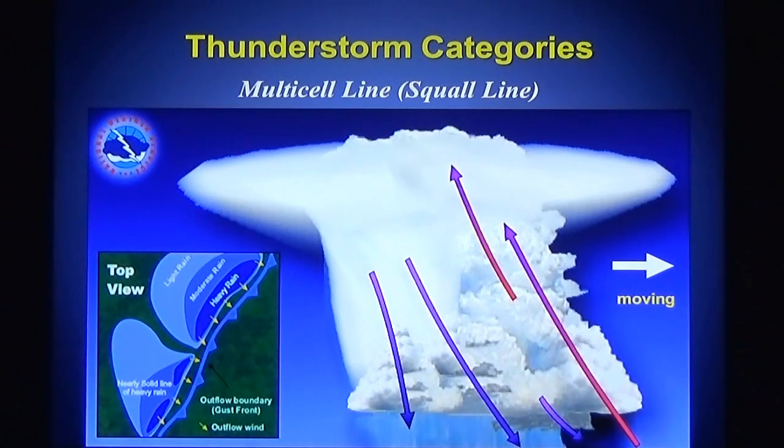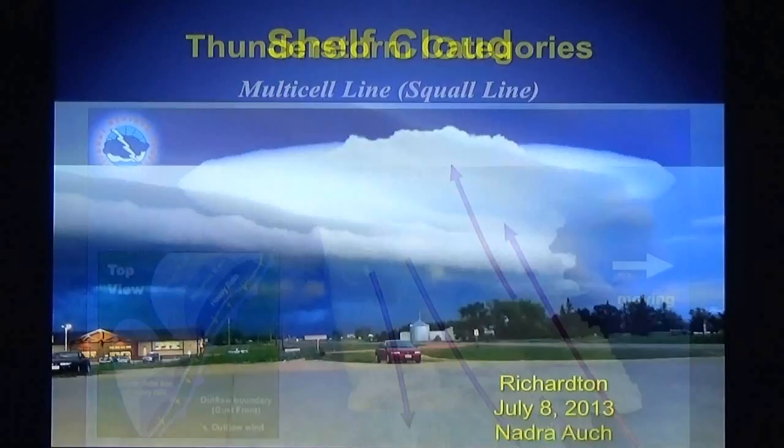Here's another schematic of a multicell line of storms, a squall line. Again, here's our warm air flowing in and up into the storm, and the cool, moist air flowing out. Where the two interface here, we get this strange-looking, wedge-shaped cloud to form, and that's called our shelf cloud. It marks the gust front.